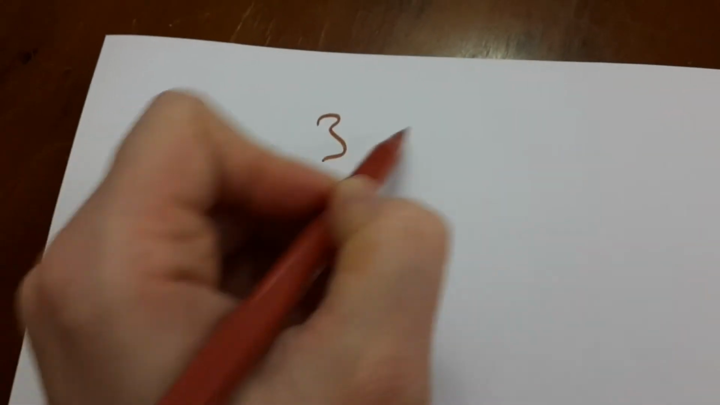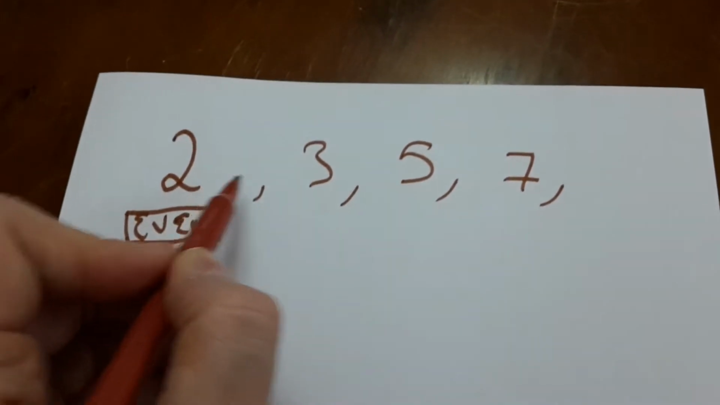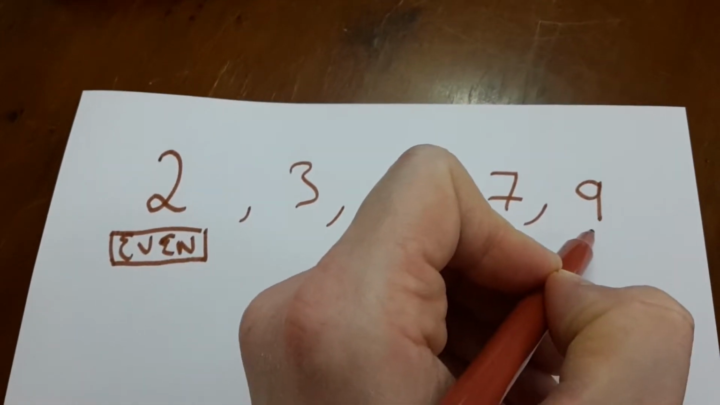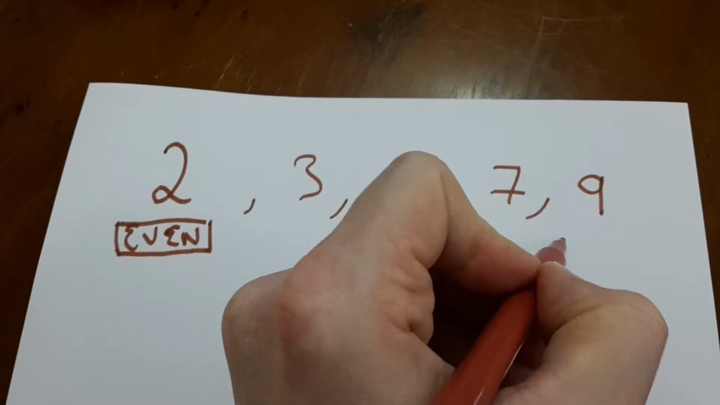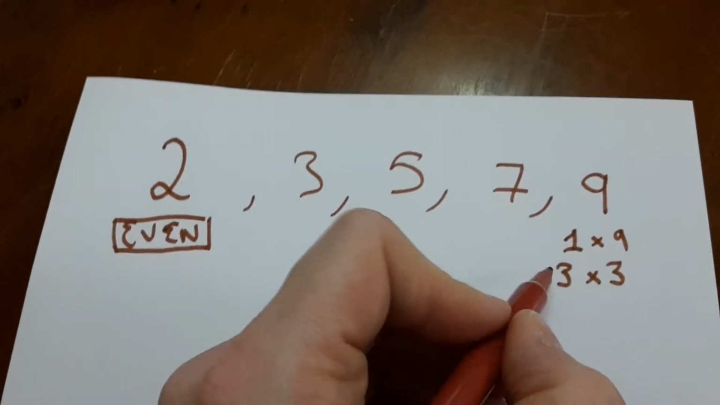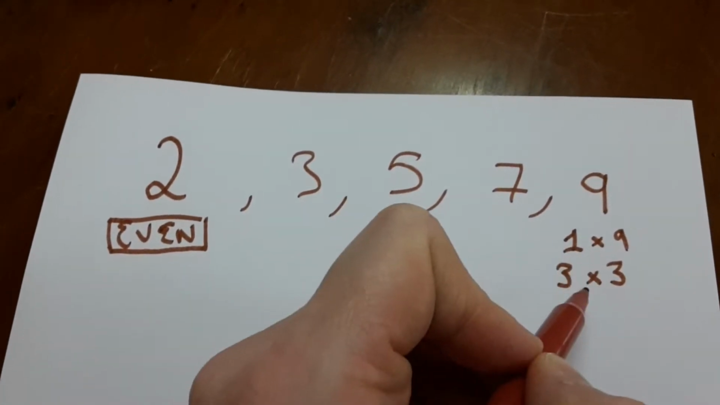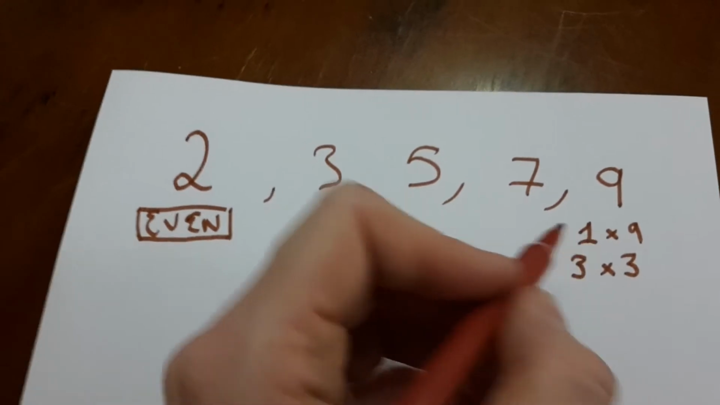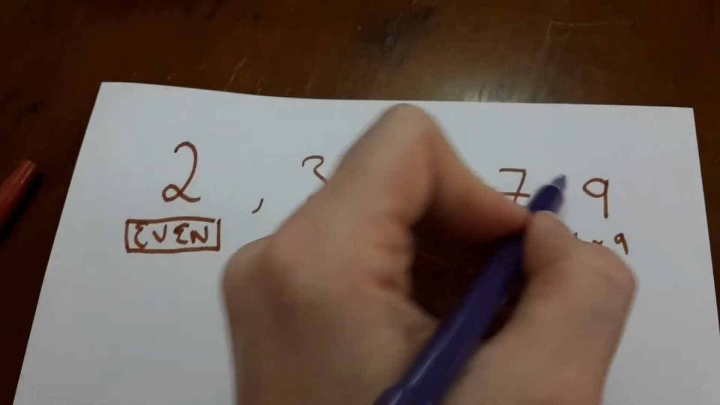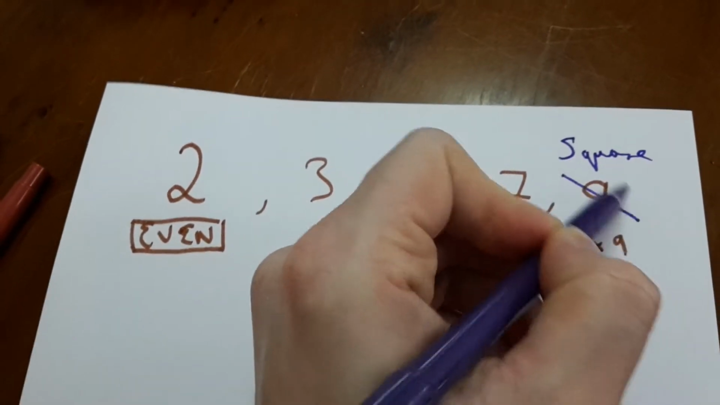Then there's 3, then there's 5, then there's 7, then, hang on, so far it looks like all of the odd numbers, but what about 9? Well, 9, if you're unsure, check it, is 1 times 9 or 3 times 3. Oh, how many factors has it got? 1, 2, and 3 is repeated, so it's got 3 factors. So what do I know about an odd number of factors? Oh, it's a square number. So 9 is a square number, so it can't be a prime.